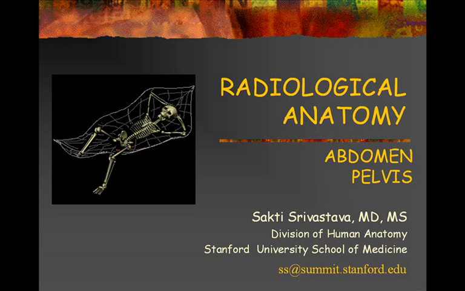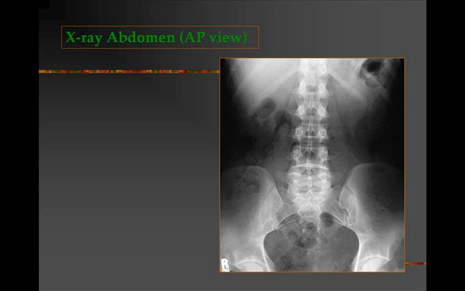Welcome to this module on radiological anatomy of the abdomen and pelvis. This module will cover normal and abnormal radiological images related to the abdomen and pelvis. Let us begin by looking at this plain film of the abdomen. This is an AP view or antero-posterior view of the abdomen.